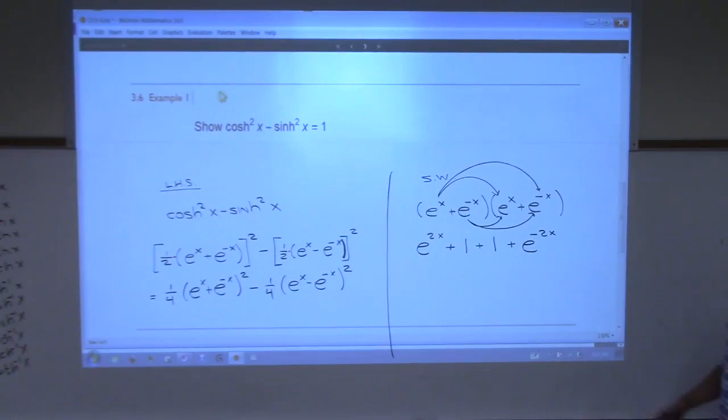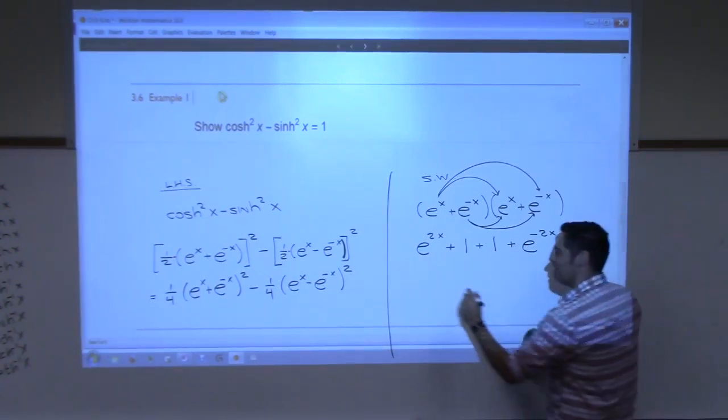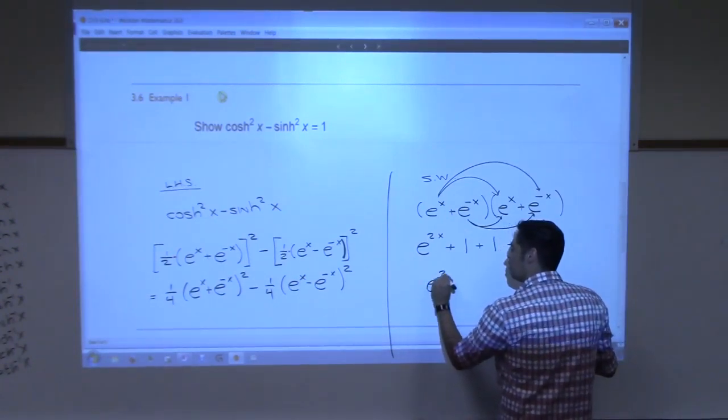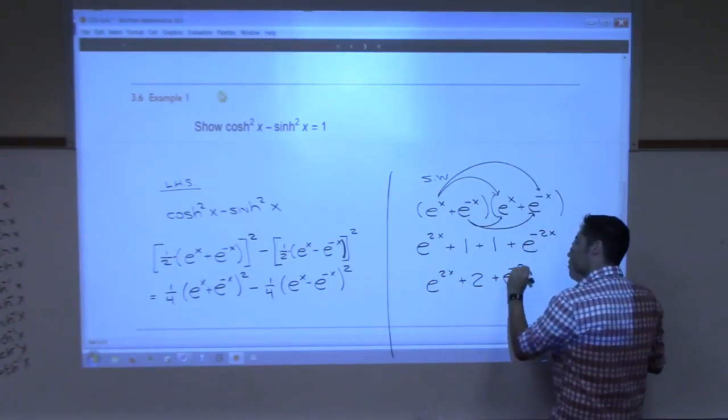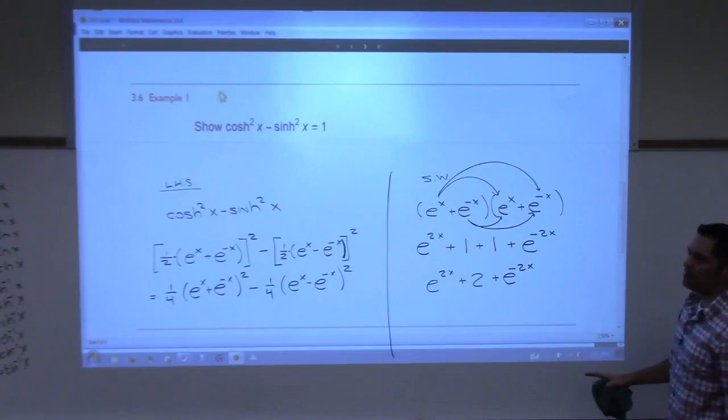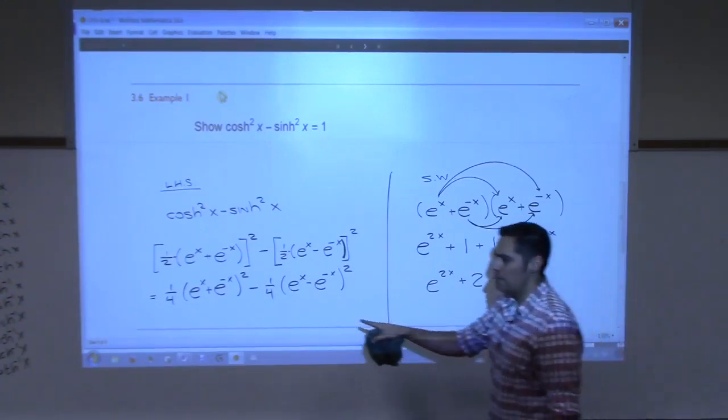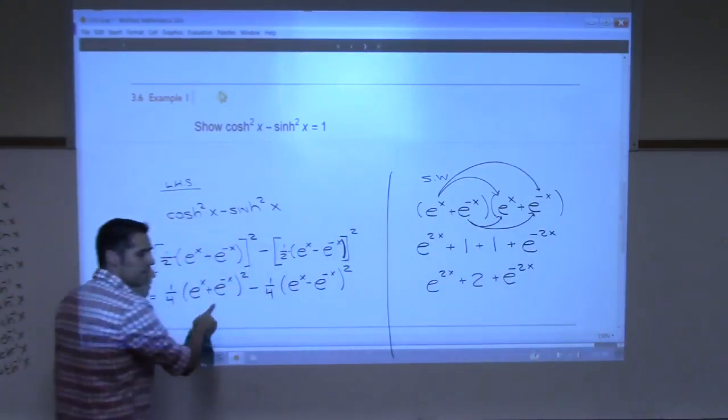Okay, 1 plus 1 is 2, right? I can do that. So this is e to the 2x plus 2 plus e to the negative 2x. All right, that's what I get when I expand this right here. Okay?